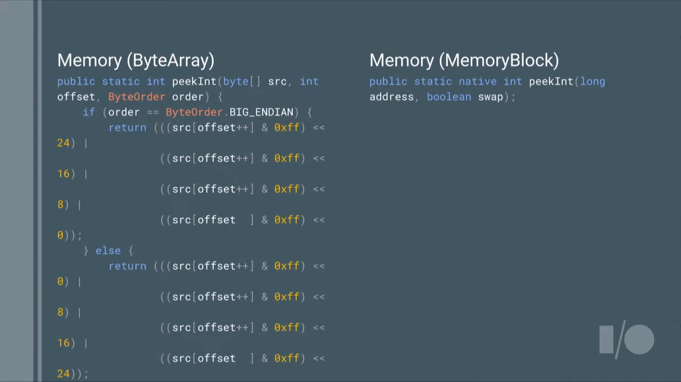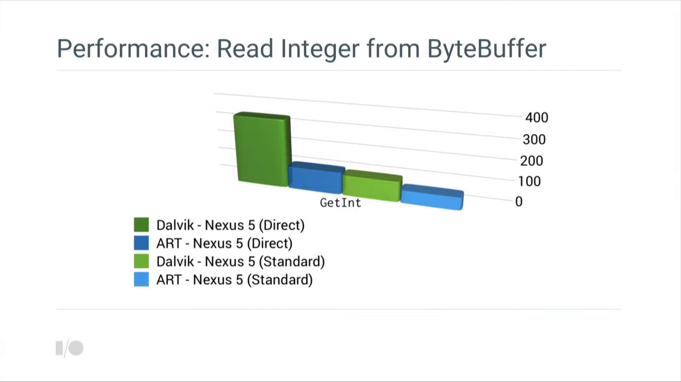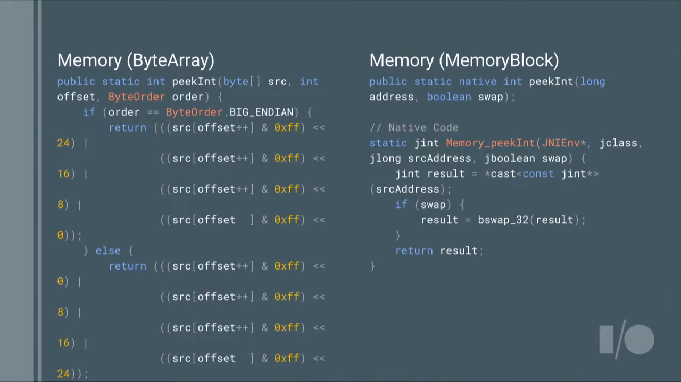And now we're somewhere. Here's our byte array implementation and our memory block implementation, both conveniently in the same class. And our memory block version actually uses JNI. So that explains why direct is so much slower. It's actually doing a full JNI call just to access this memory. But why is ART so much faster? Well, here's what that native code calls into, but it still doesn't tell us why ART is faster. The real magic actually happens where the JNI function is declared.